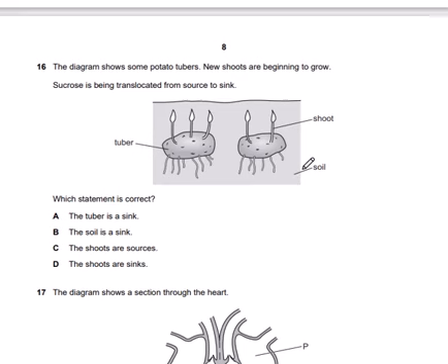So that's basically the movement of food. Whenever the plant is not photosynthesizing, always consider that the roots or the tuber is the source. So that makes the leaves or the shoots the sink, right? So the answer is D.